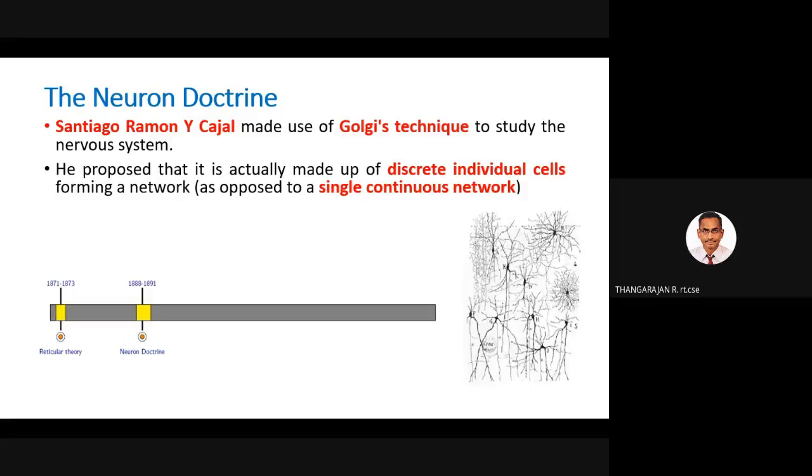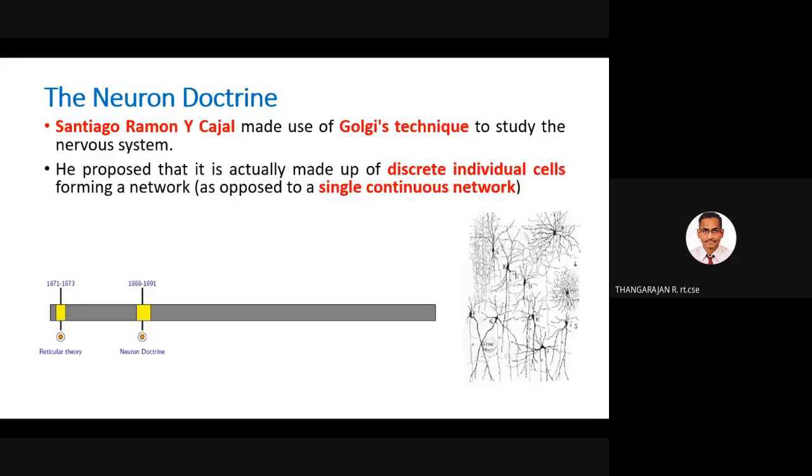And this was done by Raymond Y. Kegel, who made use of Golgi's staining technique, and he proposed that the brain is made up of discrete individual cells forming a network, as opposed to a single continuous network. So he said that the individual neuron cells are connected, and they form the entire brain. It is not that the entire brain is a lump of mass. It is not like that. That's what he did in 1888.